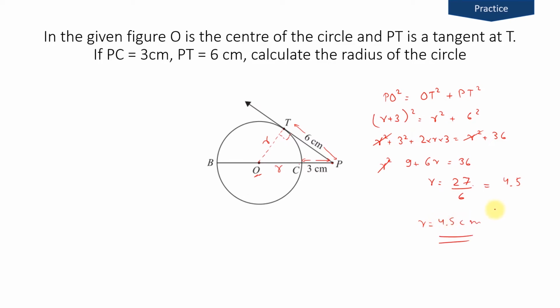So we have used the same concept here, that tangent is at 90 degrees with the radius. Remember, you may have to draw the line from center to the point of touch of tangent and circle, and that is going to be equal to the radius.